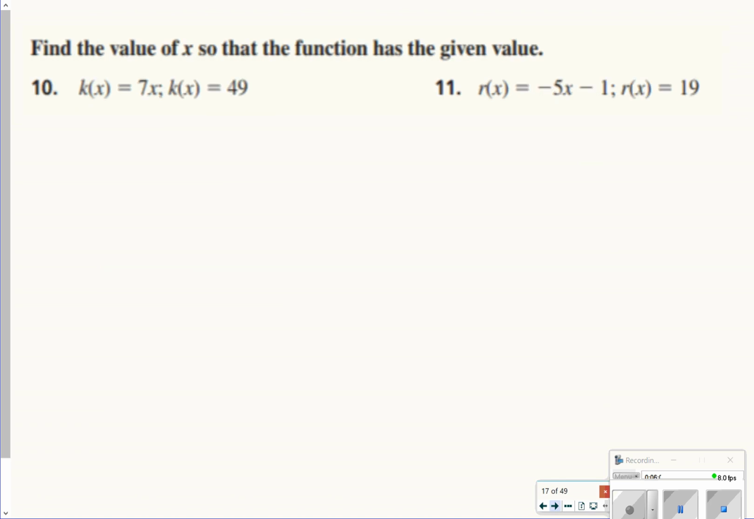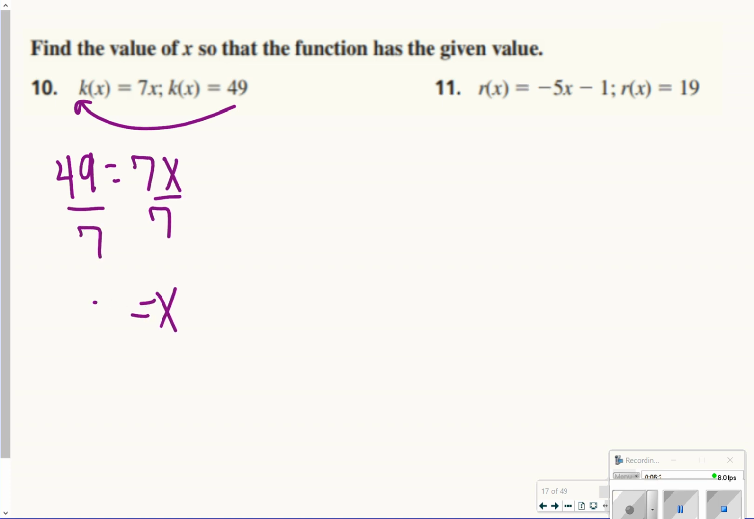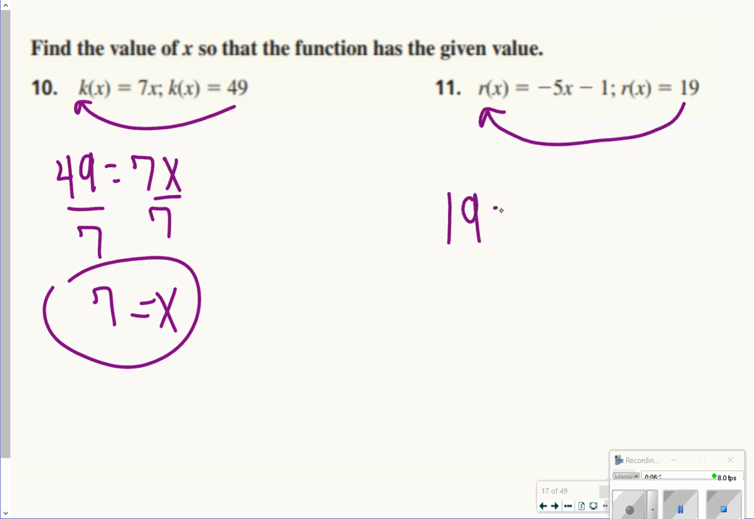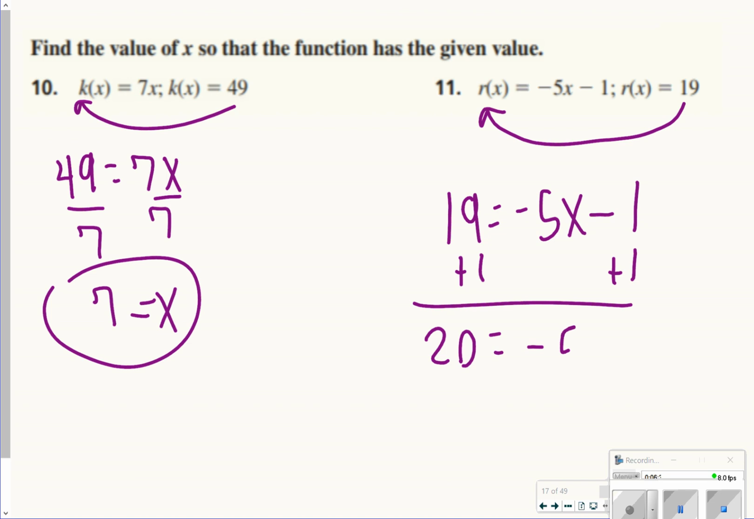For number 10, you're just plugging in the k of x or the r of x and then solving for x. So I would plug in 49 for the k of x and then solve for x. So 49 is equal to 7x. I'm going to divide both sides by 7, so that x is equal to 7 for number 10. For number 11, I'm plugging in 19 for r of x, so 19 is equal to -5x minus 1. I'm going to add 1 to both sides, so I get 20 is equal to -5x, and then divide both sides by -5. X is equal to -4.